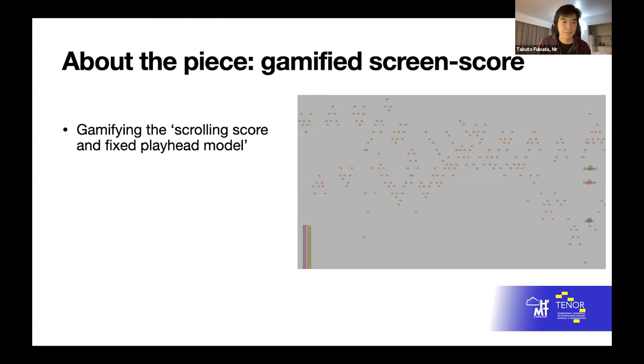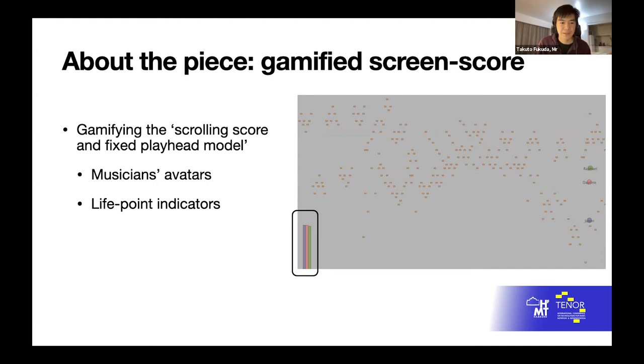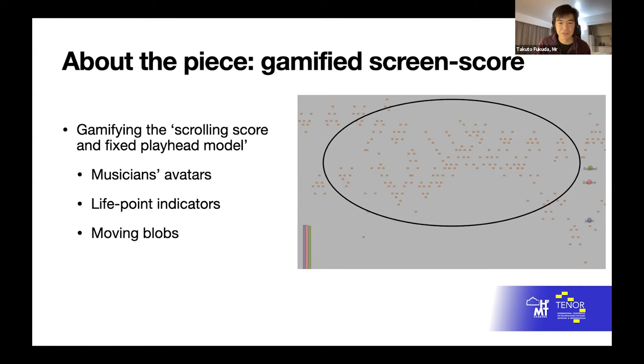The gamified screen score shows three types of elements: three musician avatars, three life point indicators, and moving blobs. The moving blobs represent musical notes in the MIDI file, as well as targets with which the avatars must collide to earn life points in the game.